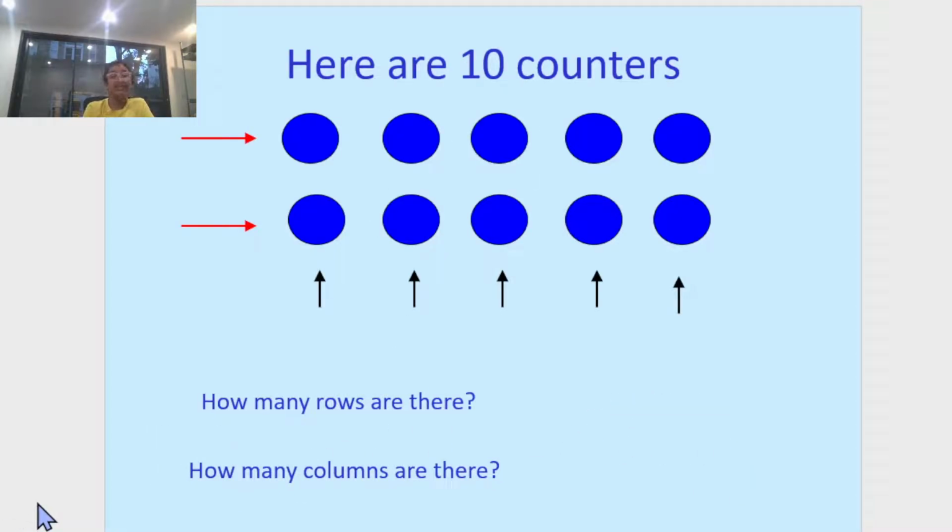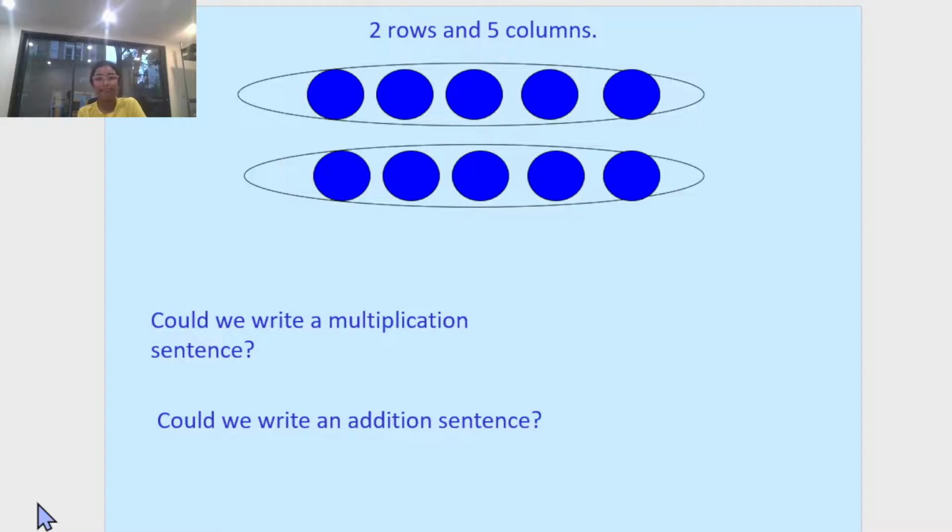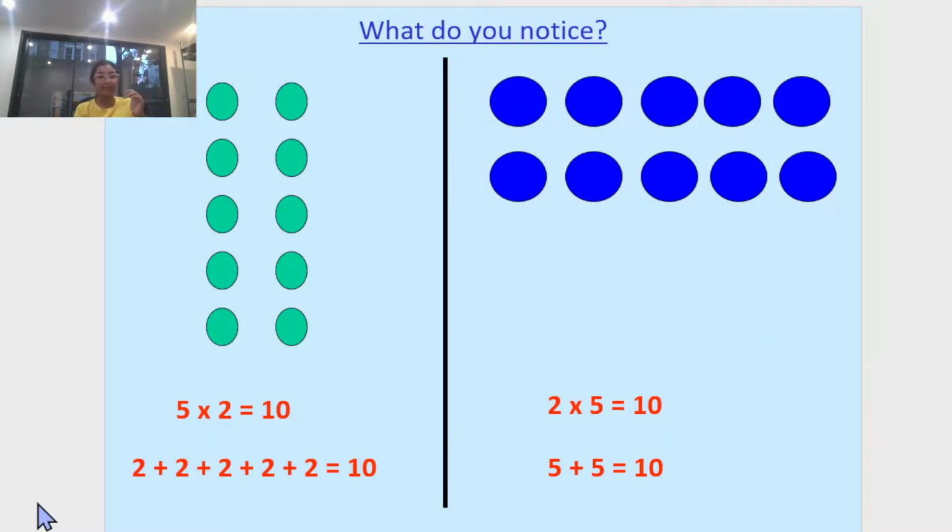Here are 10 counters. How many rows are there, and how many columns are there? I'm going to whiz through this now. 2 and 5. Could we write a multiplication sentence? Can we write an addition sentence? 2 times 5 is 10. 5 plus 5 is 10. So they're just switched around again. What do you notice again? The green and the blue counters, they're the same amount of counters, but just rotated 90 degrees.